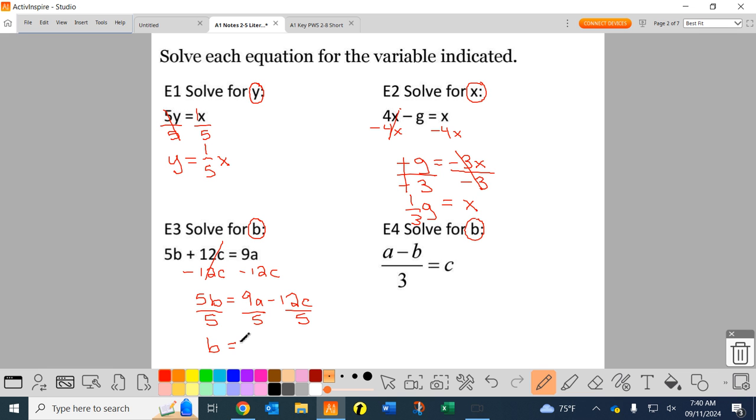So write these as fractions in front of your variables. That's going to be 9/5 a minus 12/5 c. Make sure those variables go in the middle, not at the bottom, not at the top. They're at the middle next to the bar.